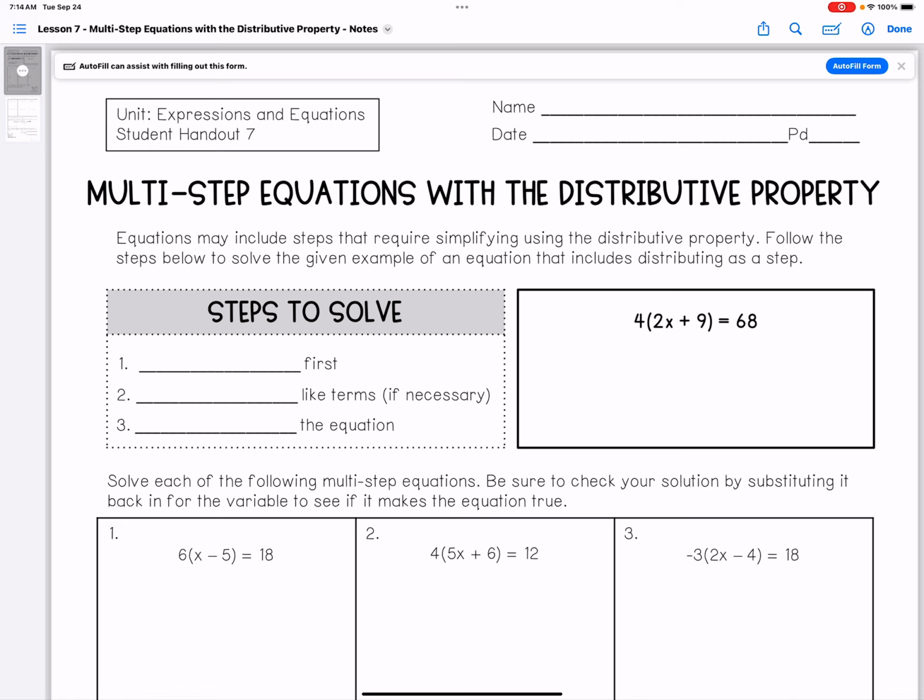Equations may include steps that require simplifying first, and then we do the addition to the other side, all that. But today we're going to learn how when we have distributive property, we have to do that first. So we're going to follow the steps below to solve the given example.